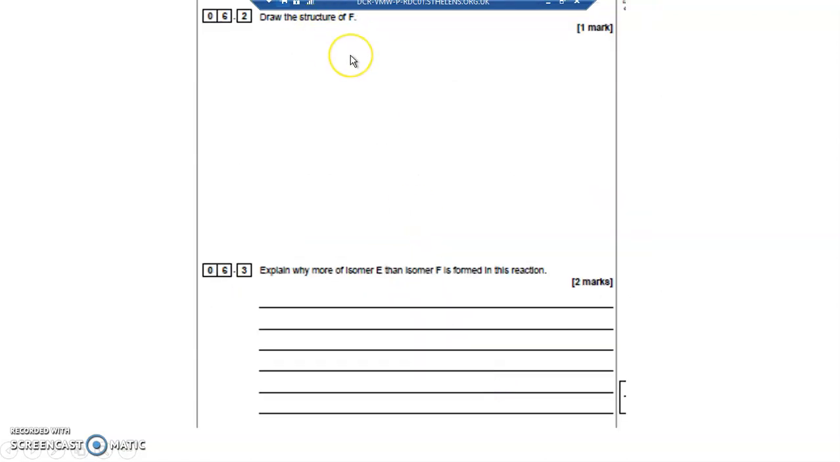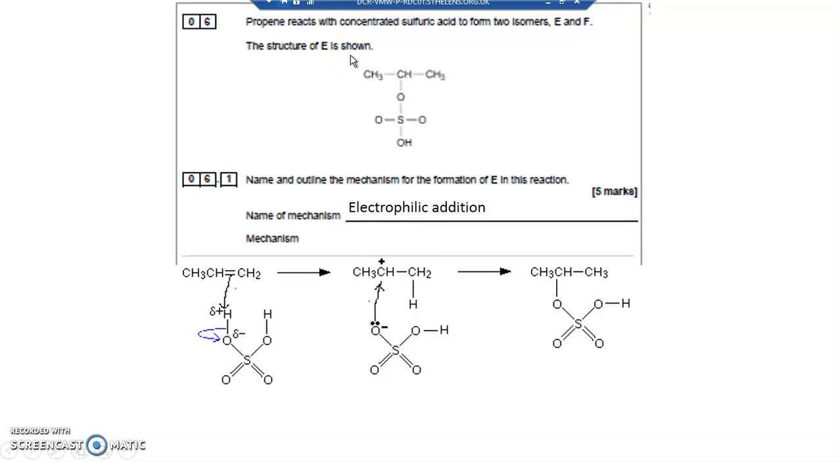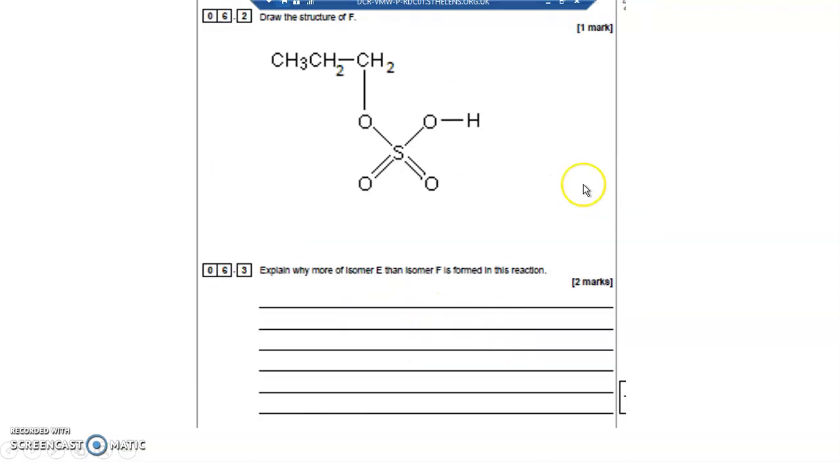6.2. Draw the structure of F. So F is the other isomer. The other isomer is what happens if this rule doesn't happen. In other words, the major product doesn't happen. In actual fact, the hydrogen goes onto the middle carbon, and the plus charge ends up at the end. The simple difference is that this H and this sulfuric acid will be the other way round. So the H is now bonded onto the middle carbon and the sulfuric acid has gone onto the end.